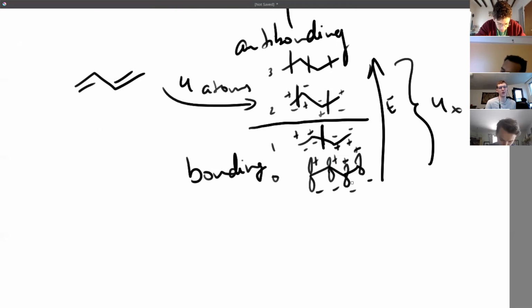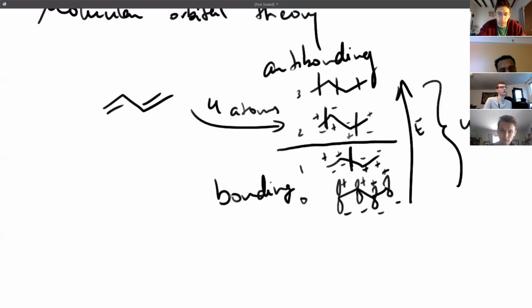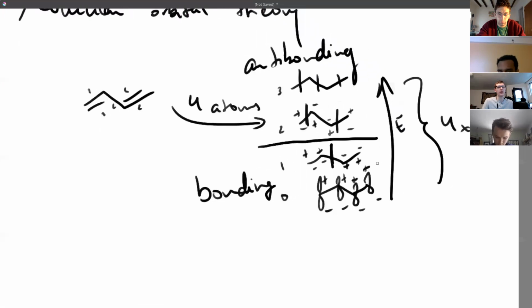Now a question for you guys: how many electrons are in all of these orbitals combined? 16. So if we count, we get 2, 2, 2, 2, 2.